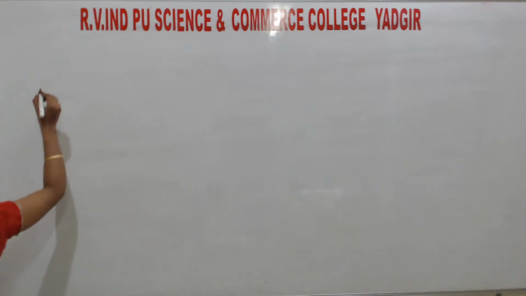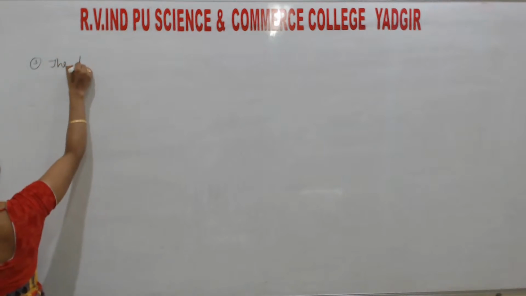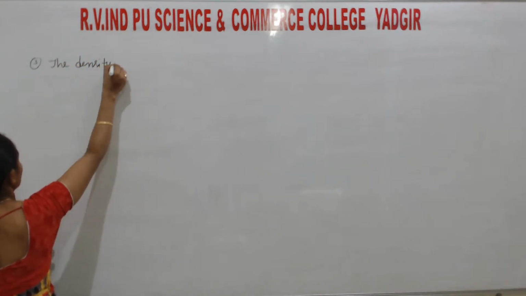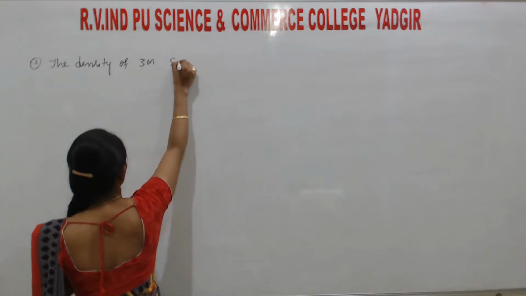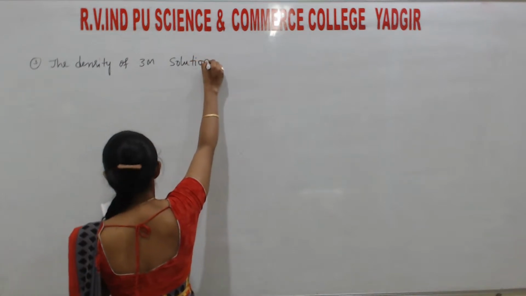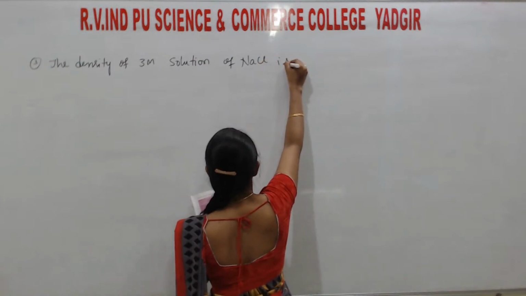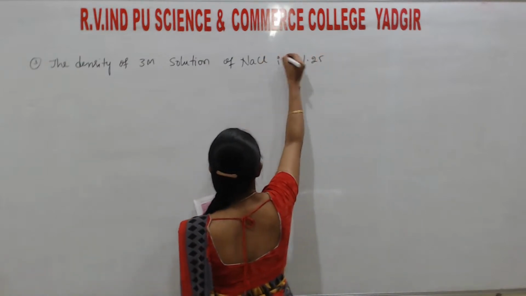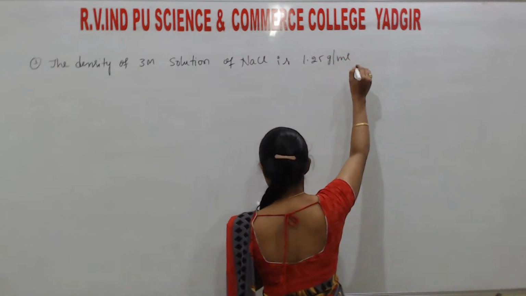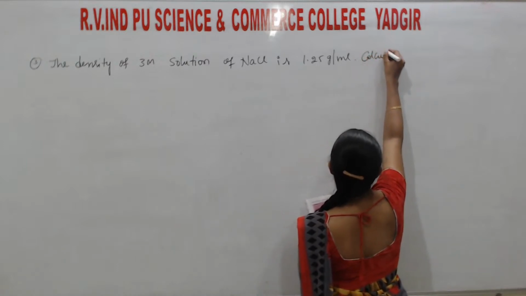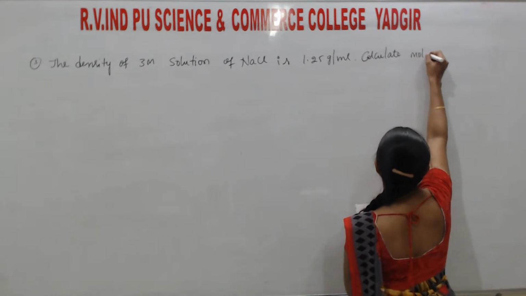Last problem. The density of 3 molar solution of NaCl is 1.25 gram per ml. Calculate molarity of solution.